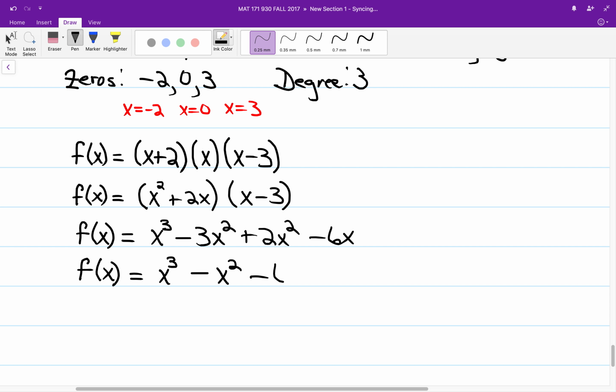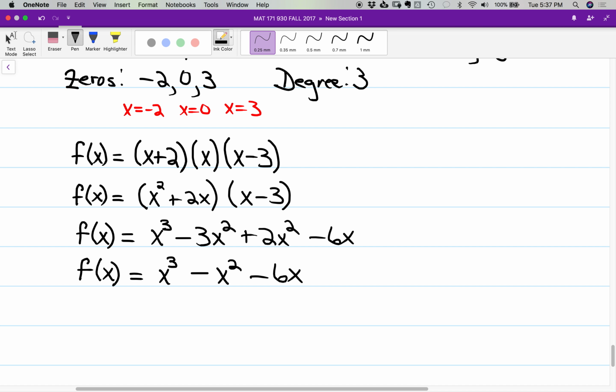So for the third order polynomial in expanded form, we have x cubed minus x squared minus 6x. Now if I plug in -2, 0, or 3: f of -2, if I plug in -2 for x, comes out to 0. F of 0 is 0 minus 0, which is still 0. For f of 3, 3 cubed is 27, 3 squared is 9, and 27 minus 9 is 18. And guess what? Minus 6 times 3 is minus 18, and 18 minus 18 is 0. So this is a case of forming a polynomial in standard form on the basis of given zeros and degrees.